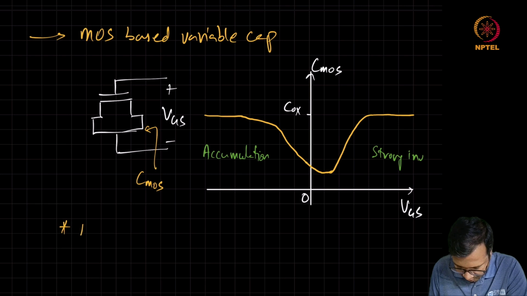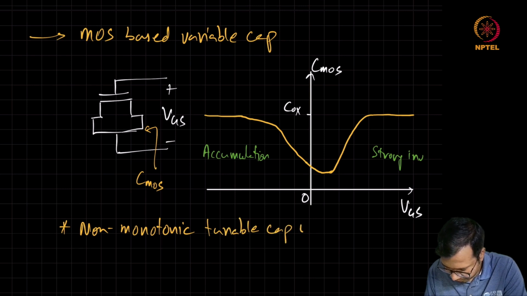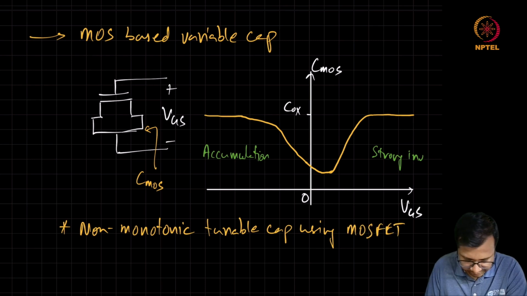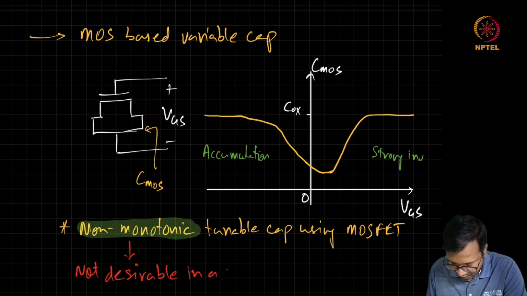We get a non-monotonic tunable cap using MOSFET. This part is not desirable in a feedback system.